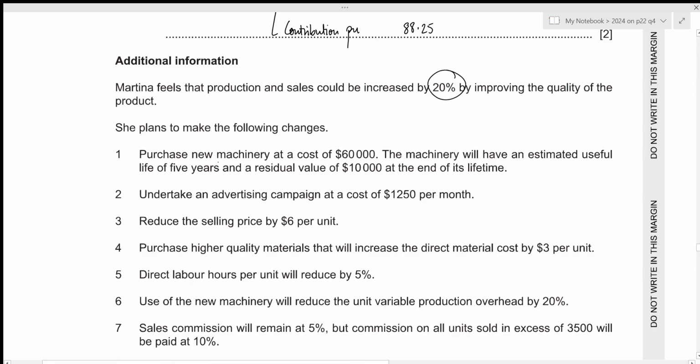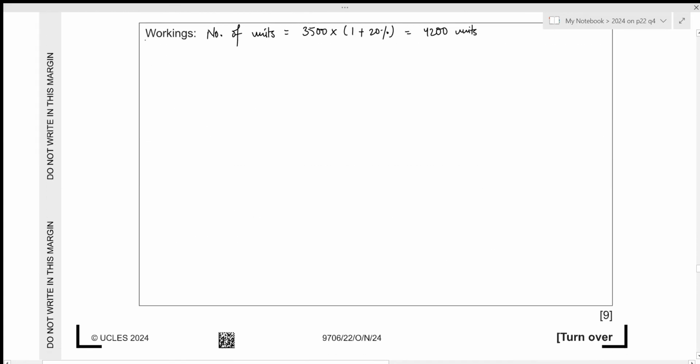She plans to make the following changes. Purchase new machinery at a cost of 60,000. The machinery will have an estimated useful life of 5 years and a residual value of 10,000 at the end of its lifetime. In this case, we are to prepare the marginal cost statement for the year, which means that we need to calculate the depreciation charge for the year. And that depreciation should be included within the new fixed cost. Let's do that. So for information 1, we're calculating depreciation, and the formula for depreciation using the straight line method is cost minus residual value divided by the useful life. The cost is 60,000, the residual value is 10,000, and the useful life is 5 years. So the depreciation charge for the year will be 10,000.